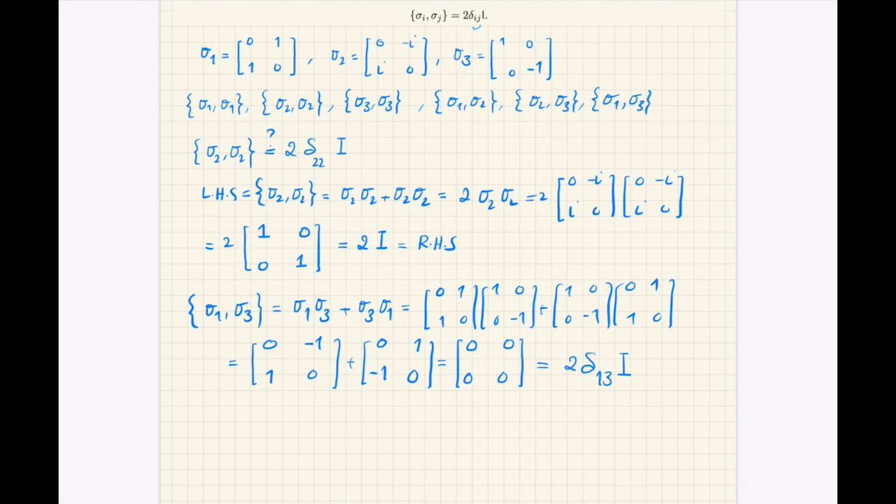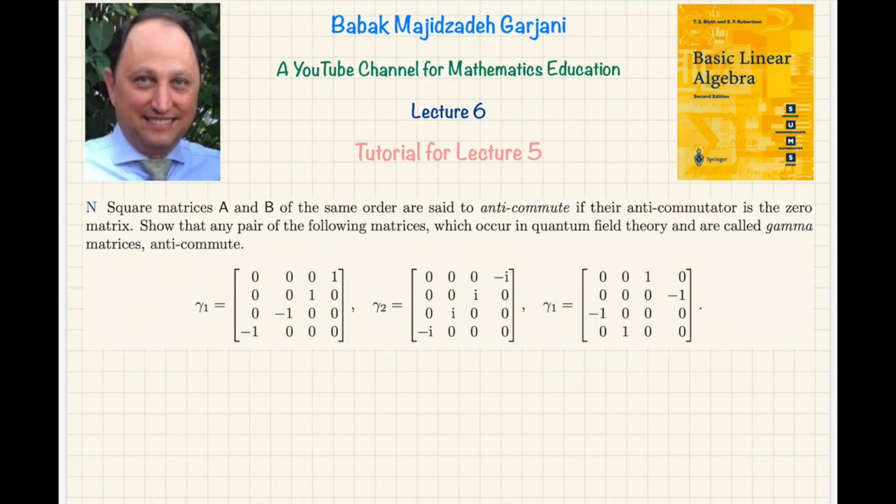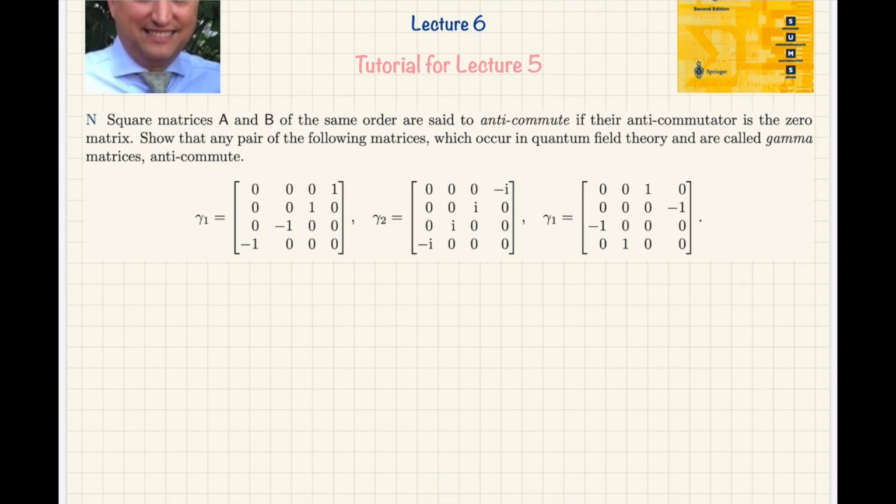Okay, let's go to the next problem now. Problem N. Square matrices A and B of the same order are said to anti-commute if their anti-commutator is the zero matrix. Show that any pair of the following matrices, which occur in quantum field theory and are called gamma matrices, anti-commute. Of course, here I mean any pair of distinct elements of these matrices. That's also a very simple problem, but you need to consider a case-by-case scenario here again.